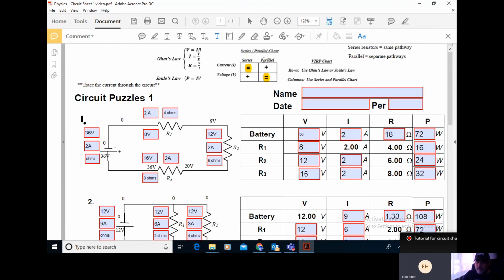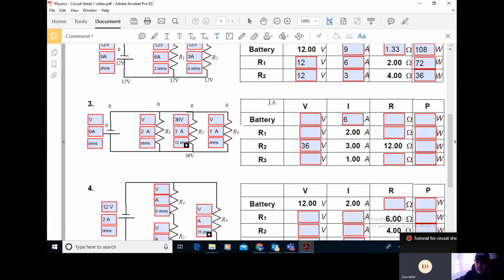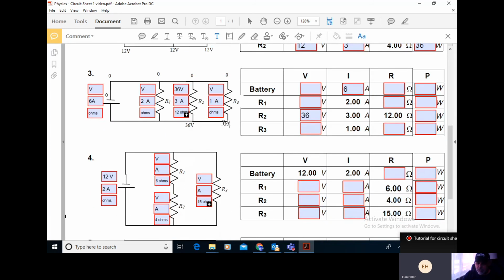But voltage in parallel is the same. So that means that this should also be 36 volts. This should also be 36 volts, and the battery total should be 36 volts. When we do that, that allows us to fill out quite a bit.